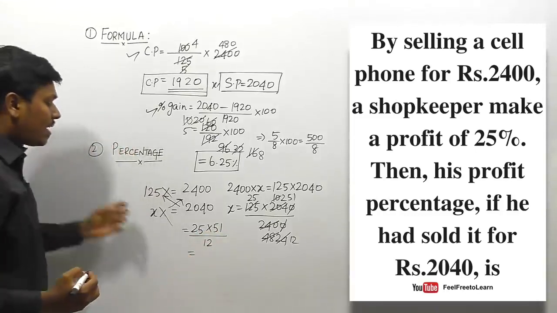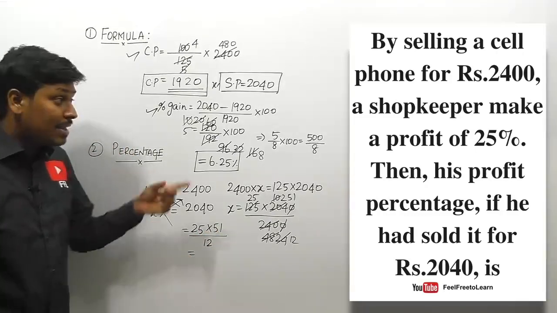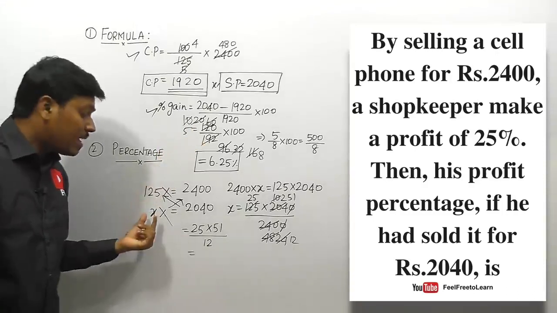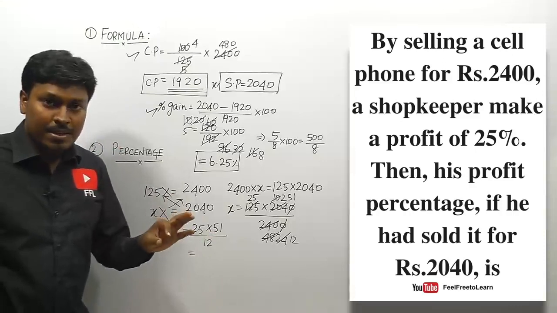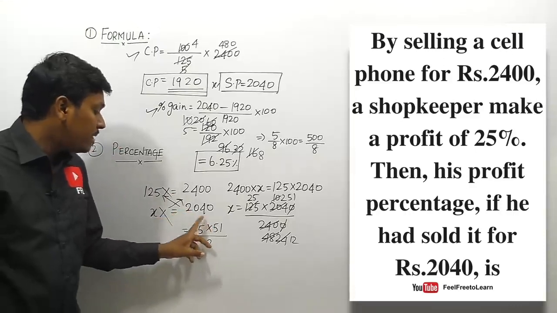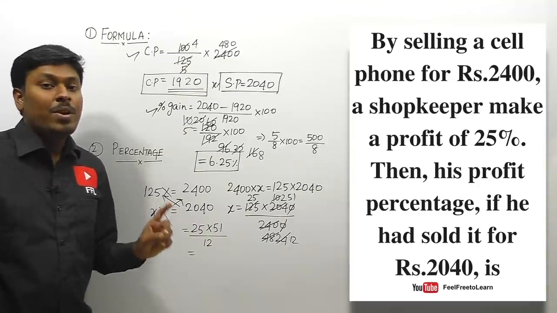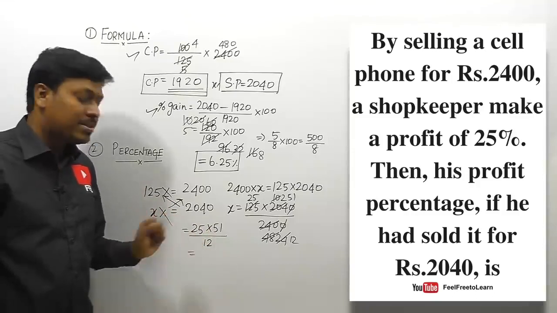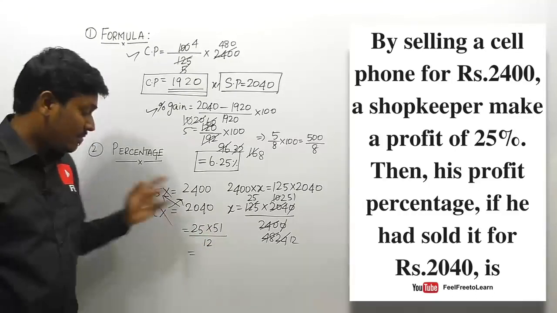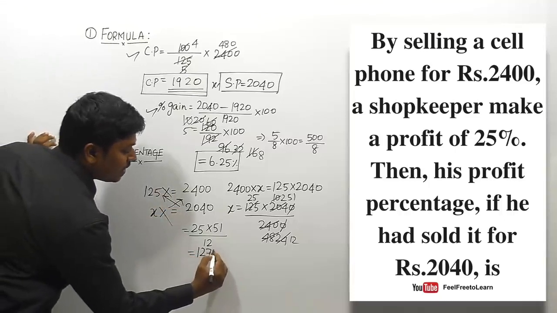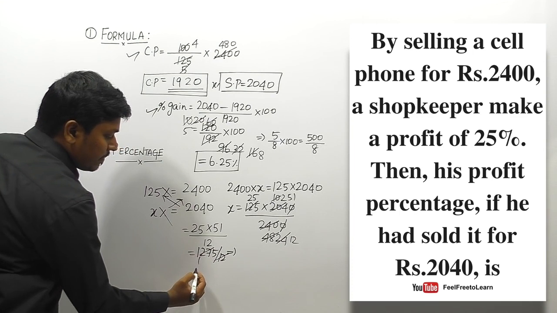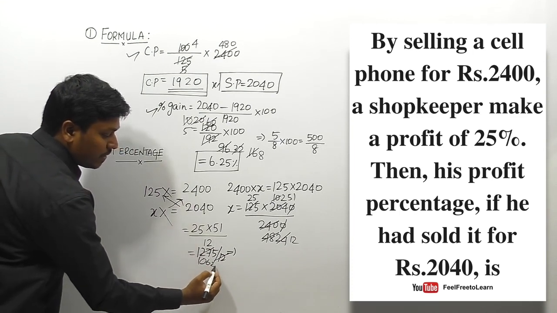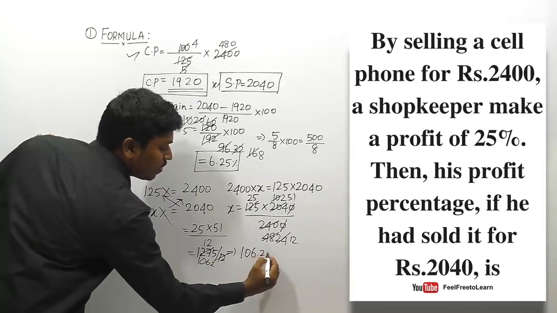So friends, now our target is to find the gain percentage. Listen carefully, which is most important. This 51 can be taken as 50 plus 1. So first of all, 50 into 25 is 1250, right? So 1250 plus 25 will be 1275. So finally we can say 1275 divided by 12. When we divide this, we get 106.25.